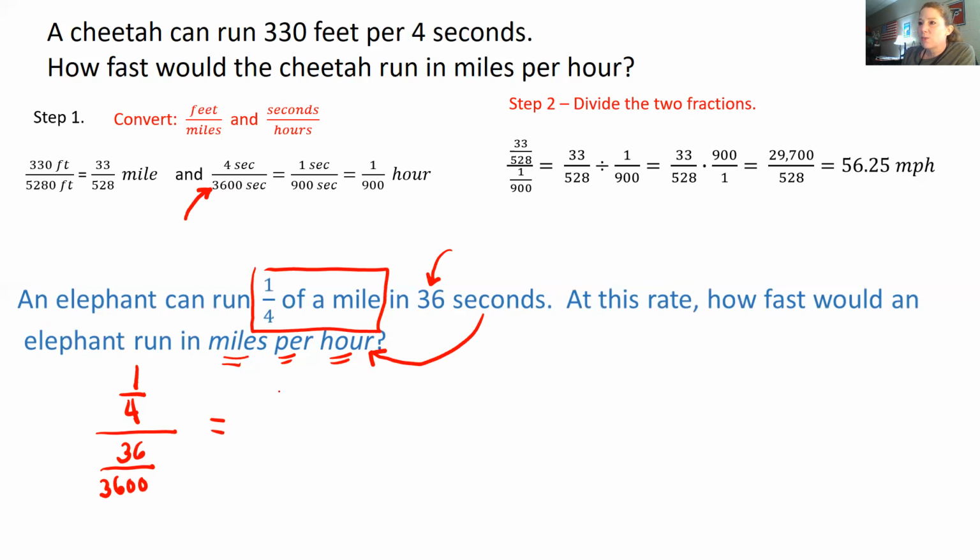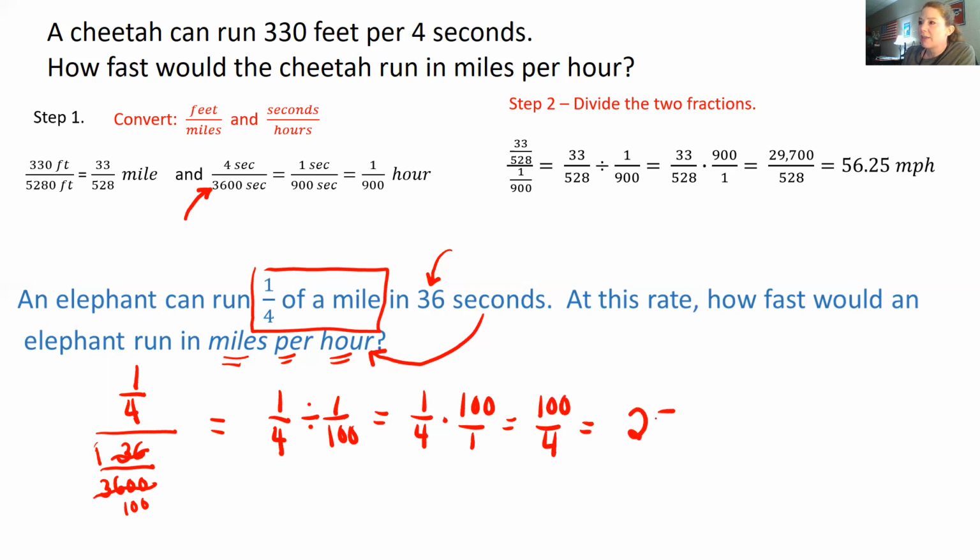All right, so it's 1/4 divided by, we can divide both of these by 36. This is 1, and this would be 100. So 1/4 divided by 1/100ths. We're going to keep it, change it, flip it. So basically we have 100 over 4. 100 divided by 4 is 25 miles per hour. That's our unit rate.